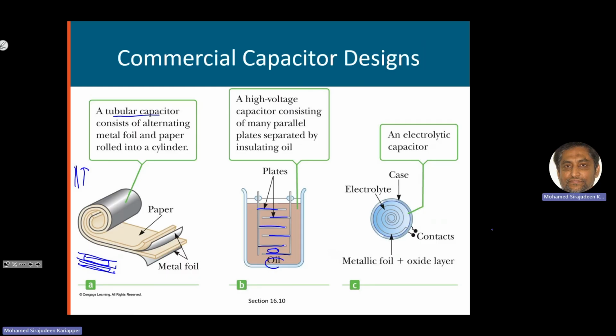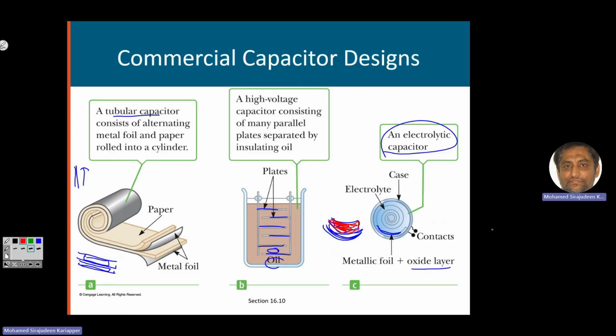So another design here is called an electrolytic capacitor. It's a bit different from the rest. What we have here is the metallic foil. And on the metallic foil, you have a thin oxide layer. And then an electrolyte. Let me use some colors to make it clear. The electrolyte, the liquid, right? The electrolyte is one plate.